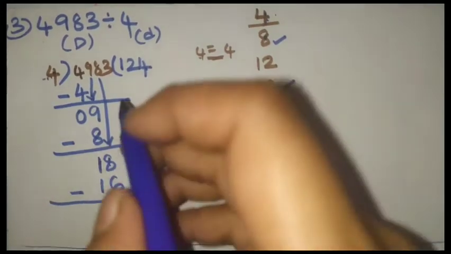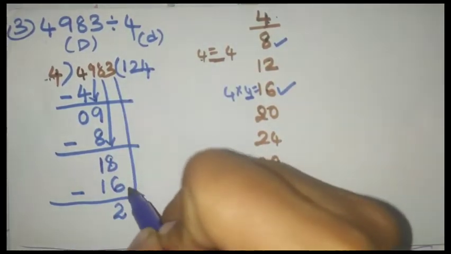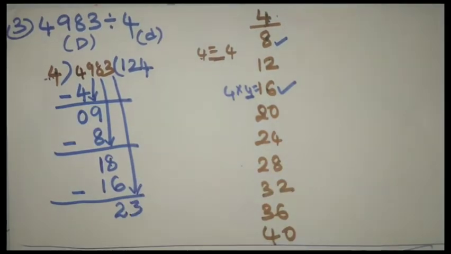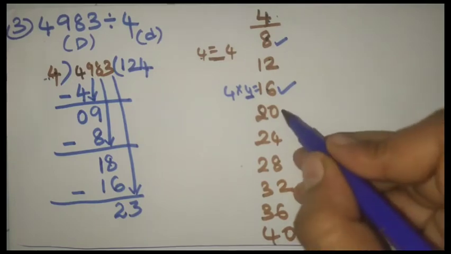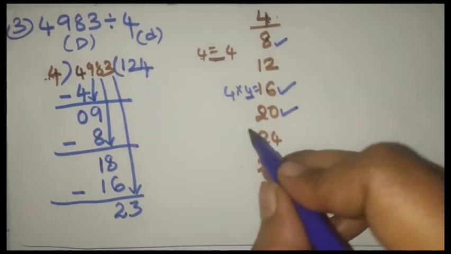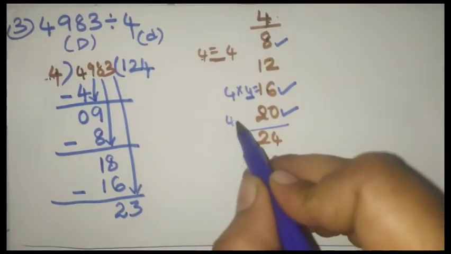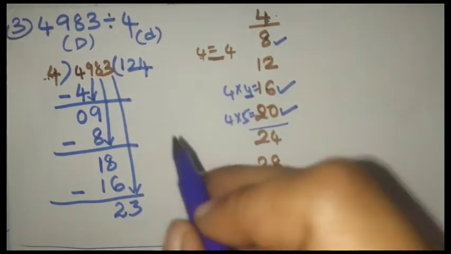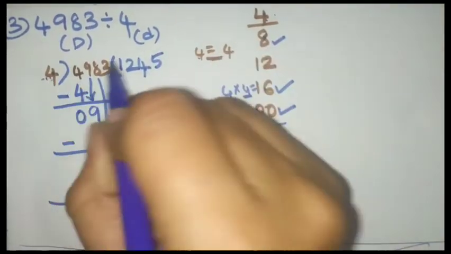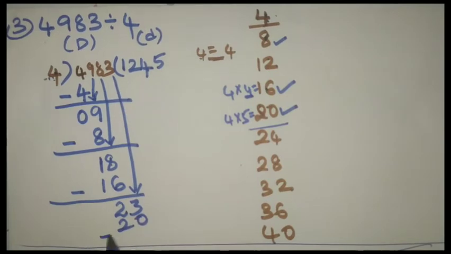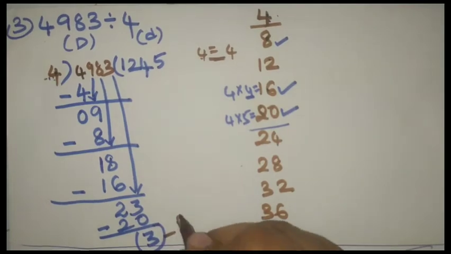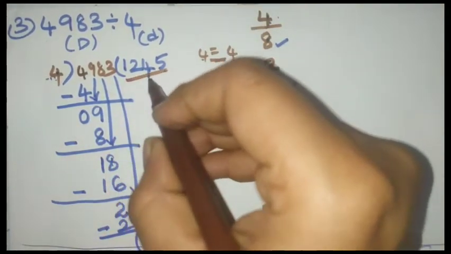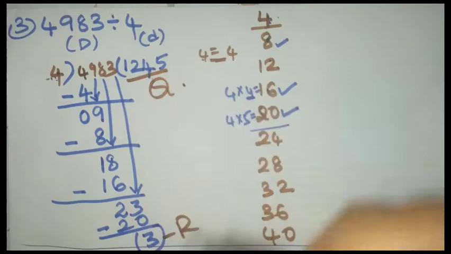Now the next step is we have to bring this 3 from the ones place here. 23. In the 4 table we will not get 23. We will get 20. Before 23 we will get 20. So 4 5s are 20. So we will write here 5. 4 5s are 20. 23 minus 20 is 3. This 3 is the remainder and this 1245 is the quotient.